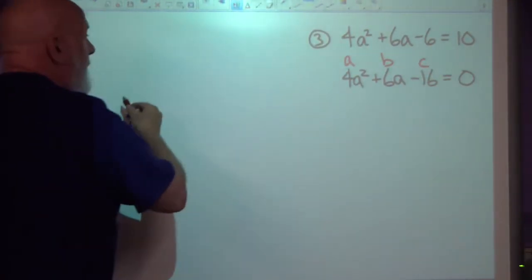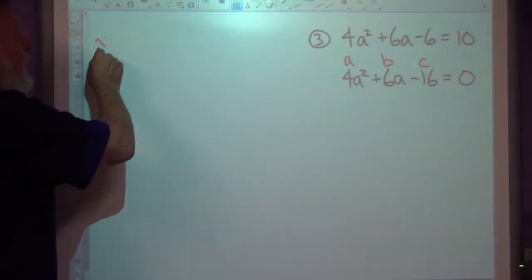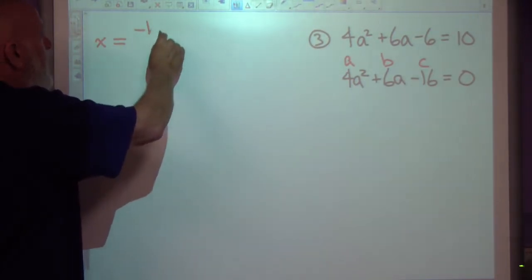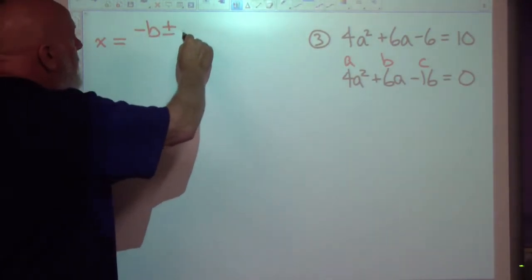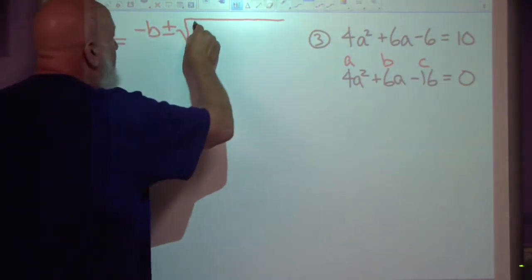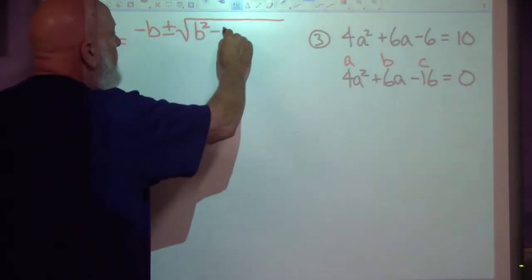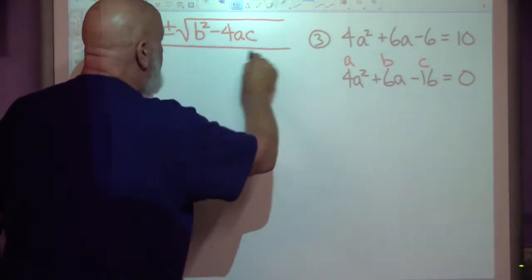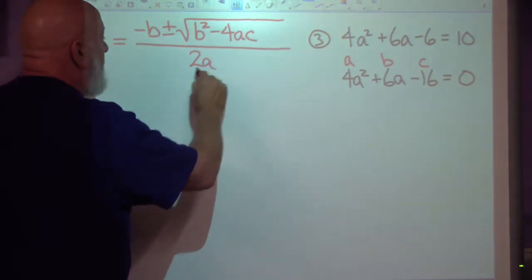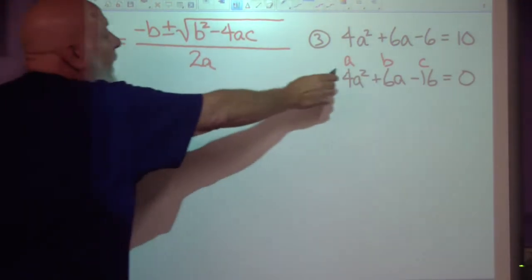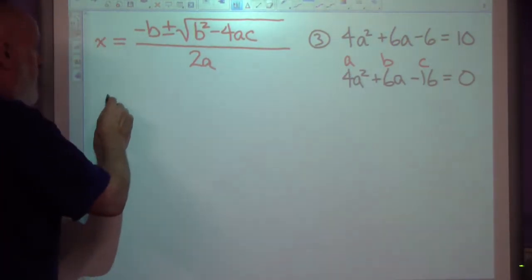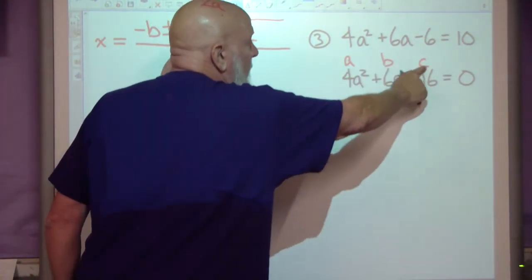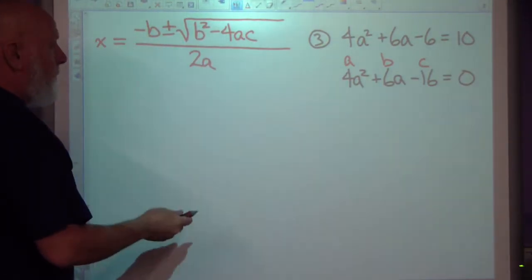The quadratic formula is x, or whatever the variable is. In this case it's an A, but it doesn't matter. What matters is the opposite of B, plus or minus the square root of B squared minus 4AC, all of this divided by 2A. So here we go. Our variable is actually an A here. Don't be confused, that's the variable. This is just the coefficient. We call them A, B, and C just for the purposes of the formula.